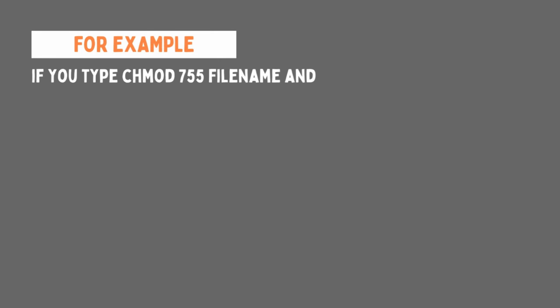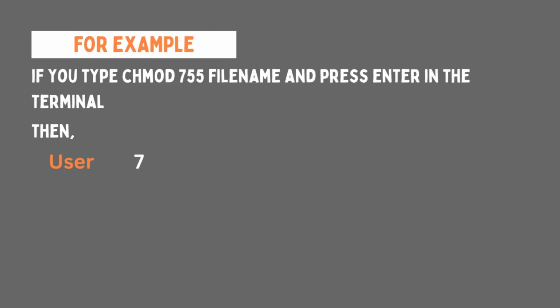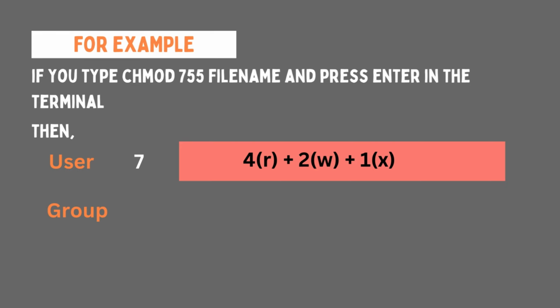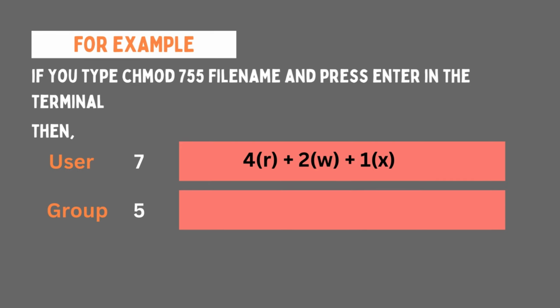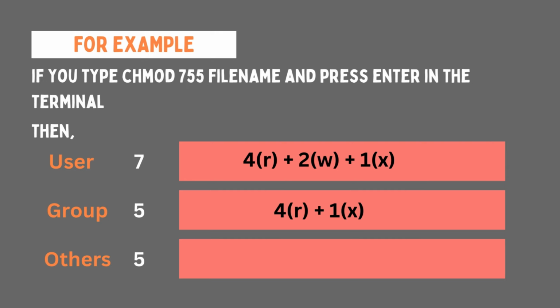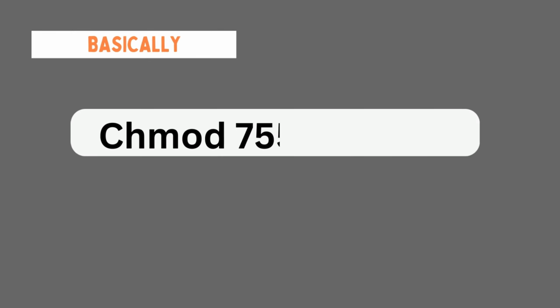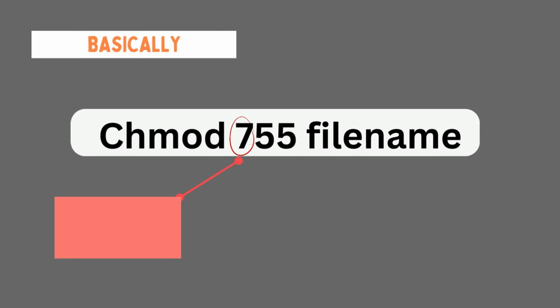For example, if you type chmod 755 filename and press enter in the terminal, the user gets permission 7, which means 4 for read, 2 for write, and 1 for execute. The group gets permission 5, which means 4 for read and 1 for execute. Others also get permission 5, meaning 4 for read and 1 for execute. Basically, this is the syntax for using the chmod command in UNIX, chmod 755 filename.